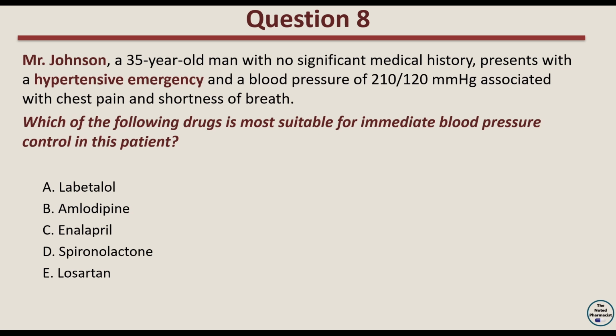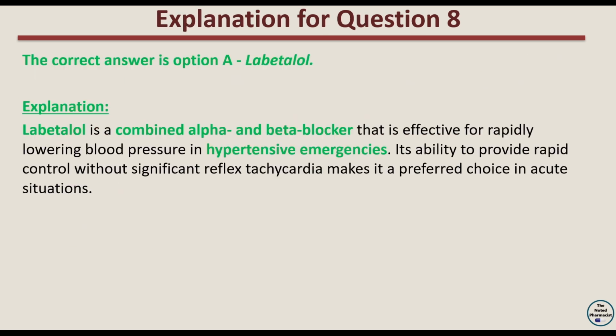The correct answer is option A, labetalol. The explanation is as follows. Labetalol is a combined alpha and beta blocker that is effective for rapidly lowering blood pressure in hypertensive emergencies. Its ability to provide rapid control without significant reflex tachycardia makes it a preferred choice in acute situations.